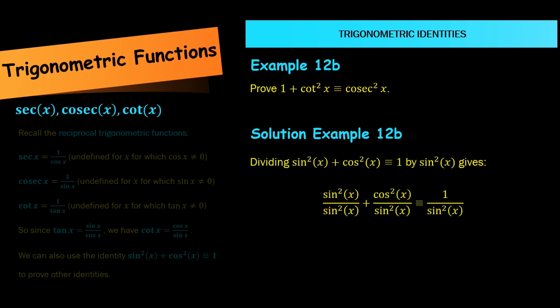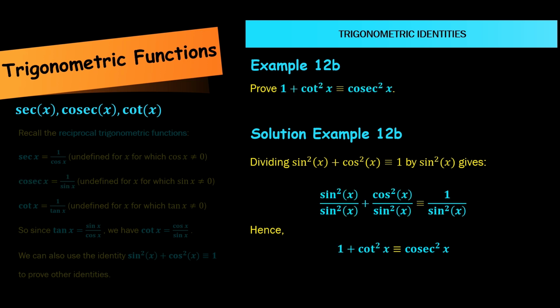Tidying up gives us 1, which is from, of course, sine squared divided by sine squared, plus cot squared x, since cot x equals cos x over sine x, is identical to cosec squared x, since cosec equals 1 over sine. And therefore we've proved the identity.